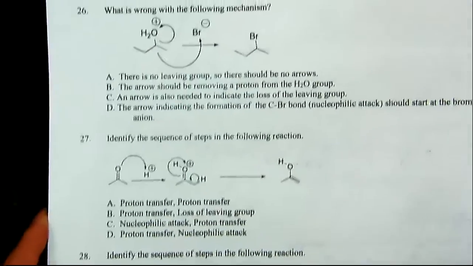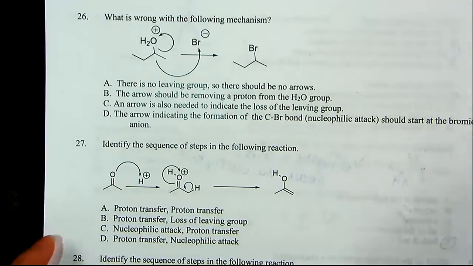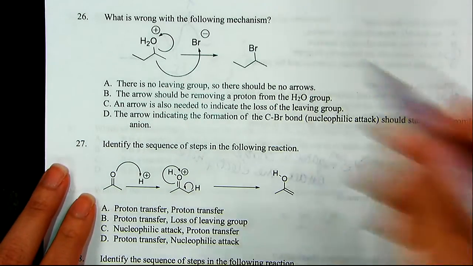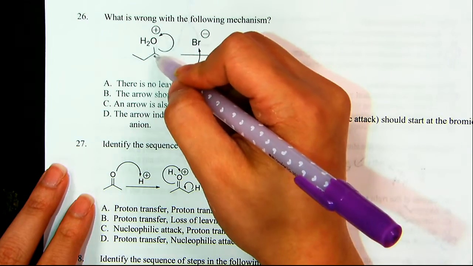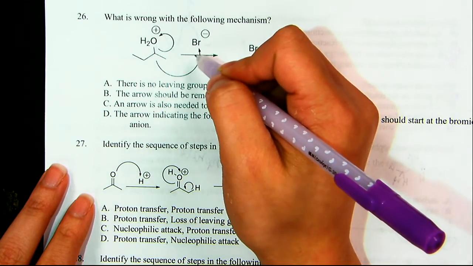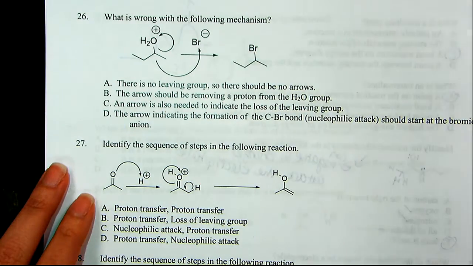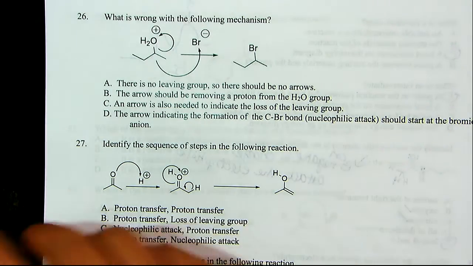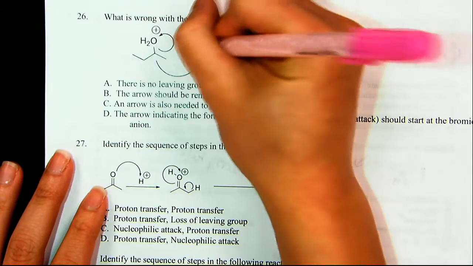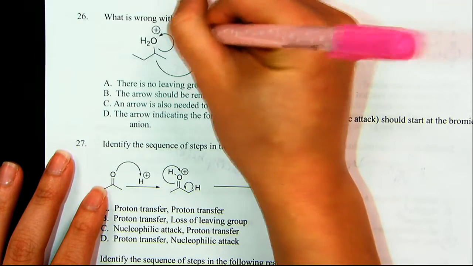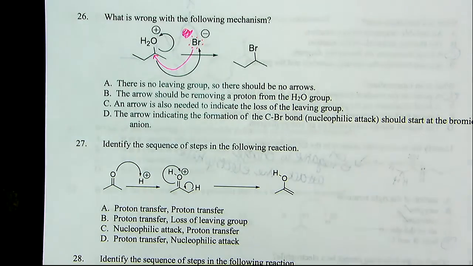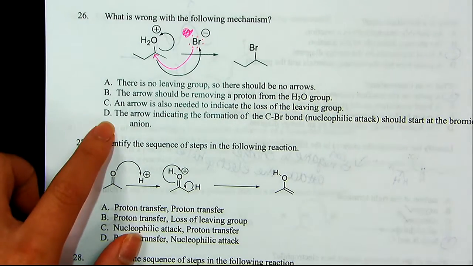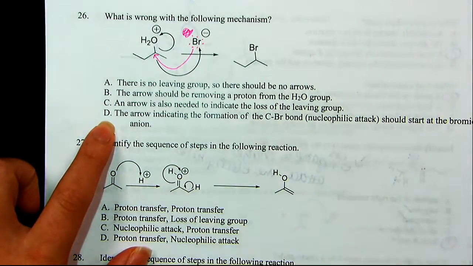Number 20 states, what is wrong with the following reaction? So what's wrong with it? This is the leaving group coming off. That's fine. But now we have this carbon attacking this bromine. That's not okay. So again, remember when we do electron arrows, it goes from an electron-rich site to an electron-poor one. So in this case, the bromine should be the one attacking the carbon. So it should be the other way around. So in this case, that will be the arrow.